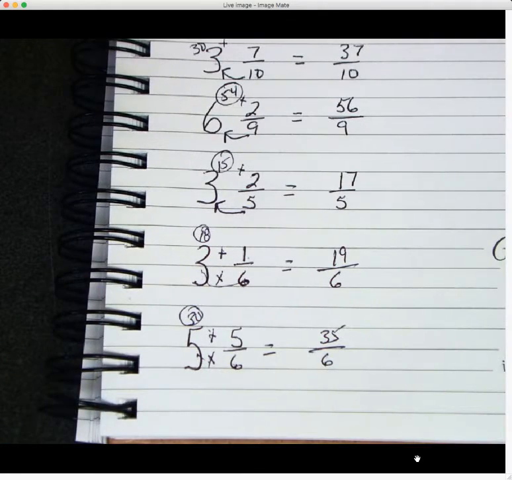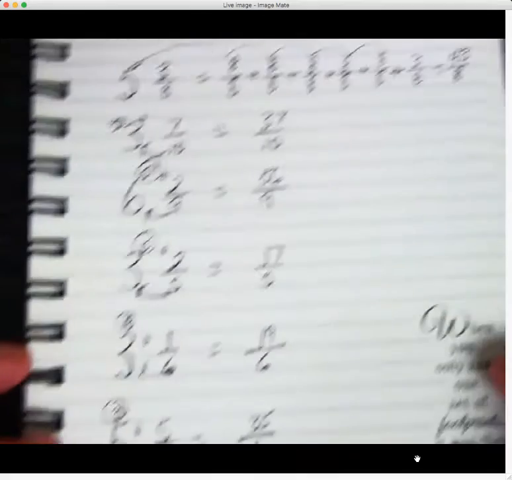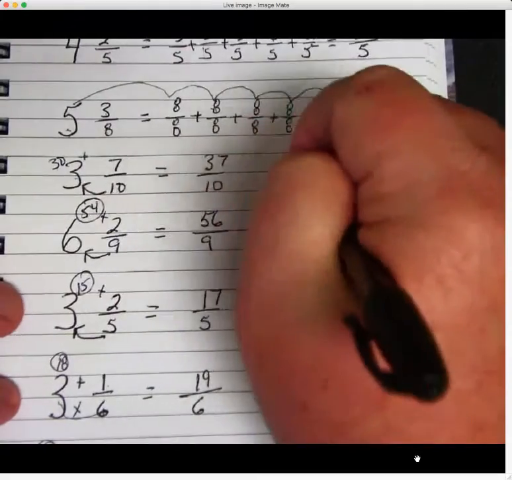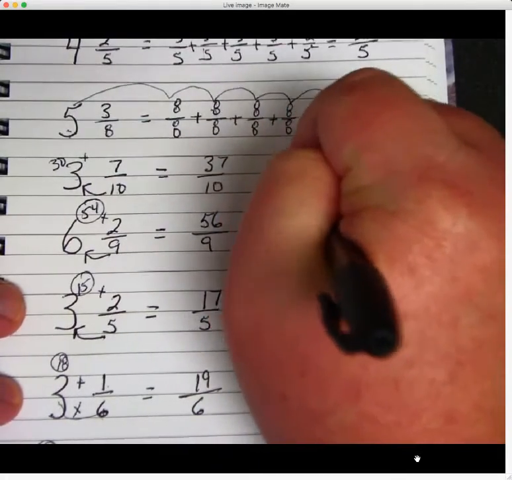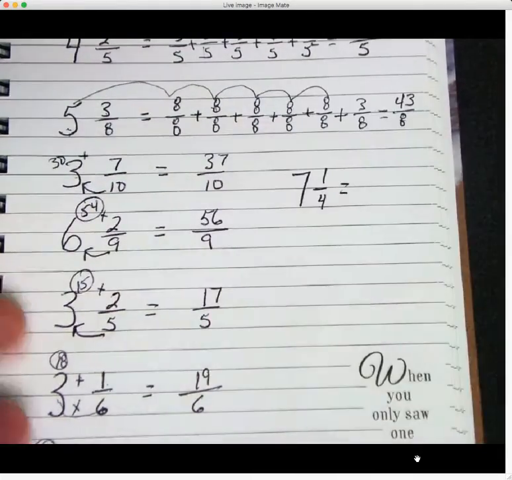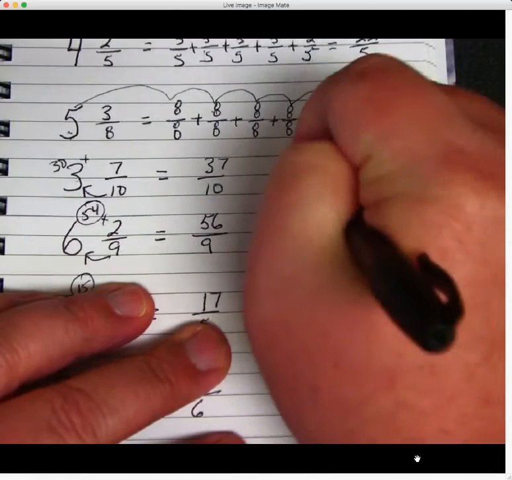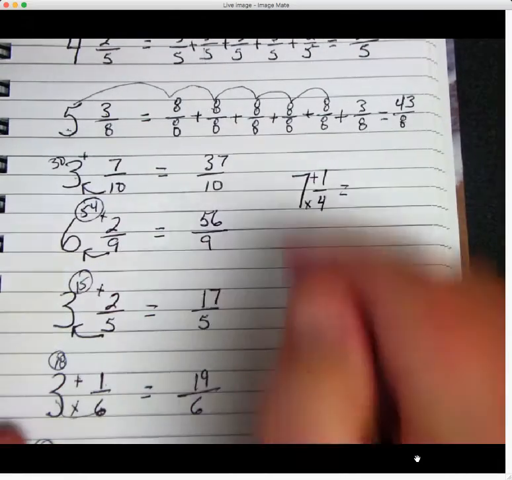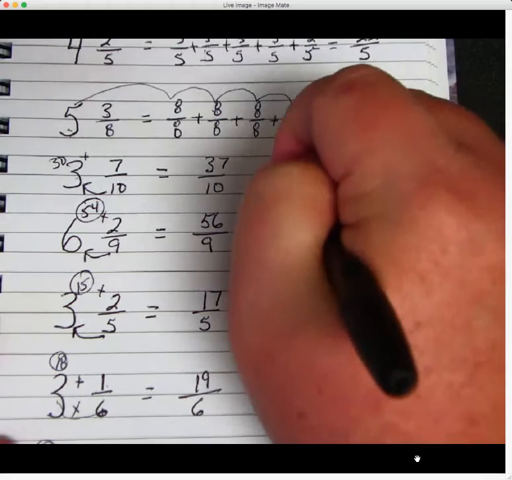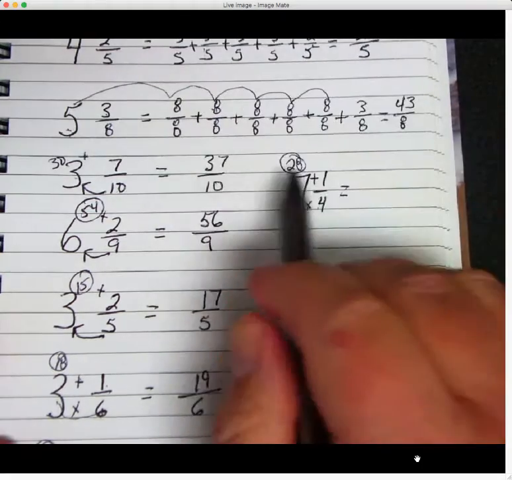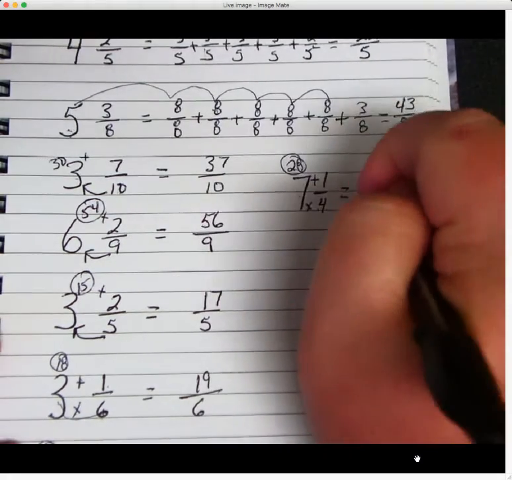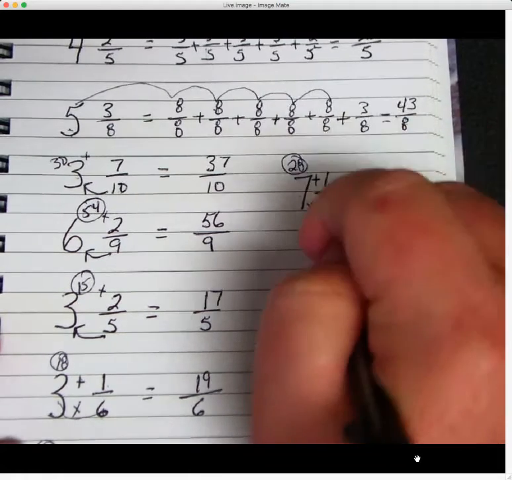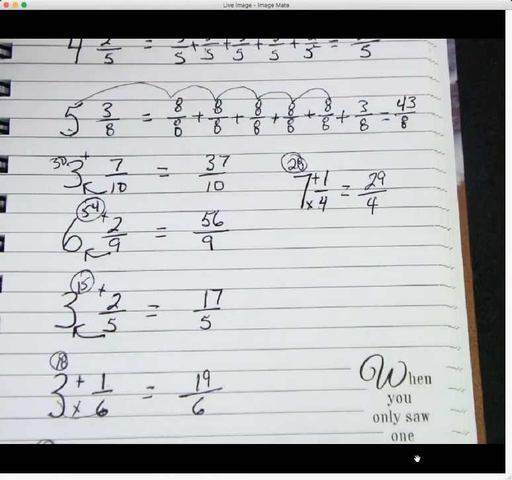Got it? Let's do a couple more over here. Let's just do 7 and 1/4. Let's write our signs, put our times on the bottom and our plus on the top. 4 times 7 is 28. 28 plus 1 is 29. Same denominator, 29/4.